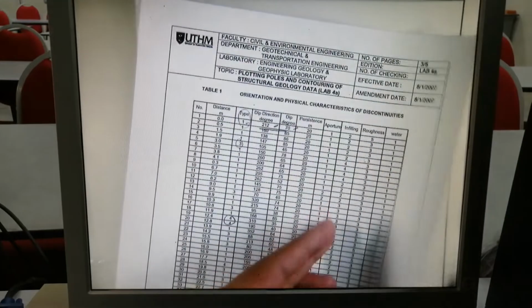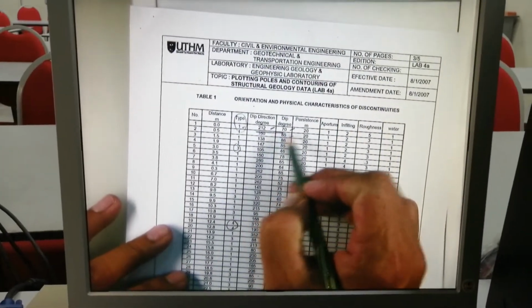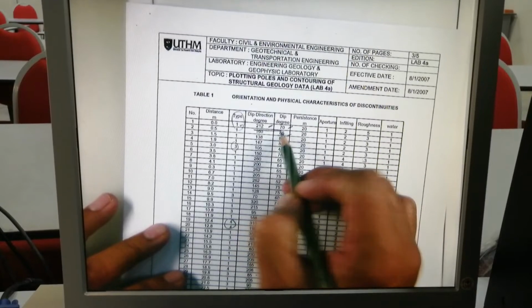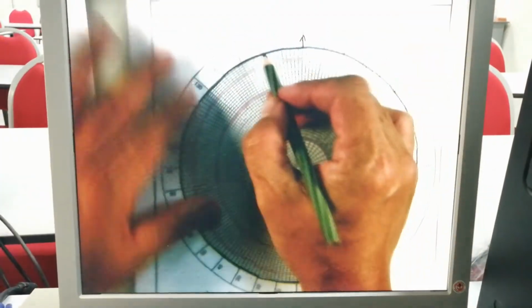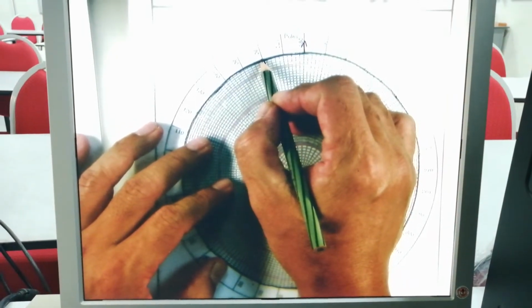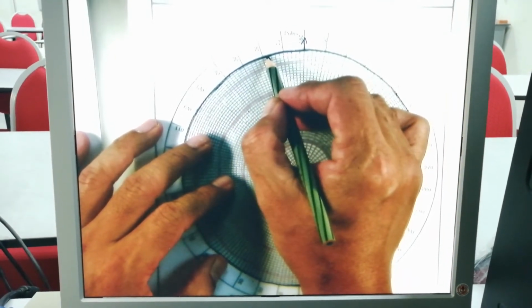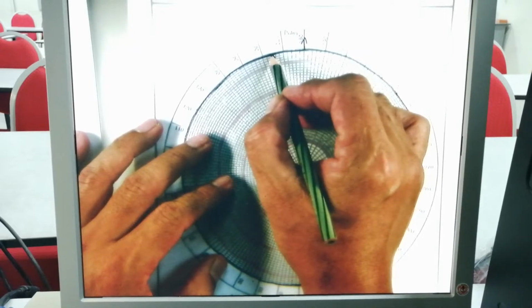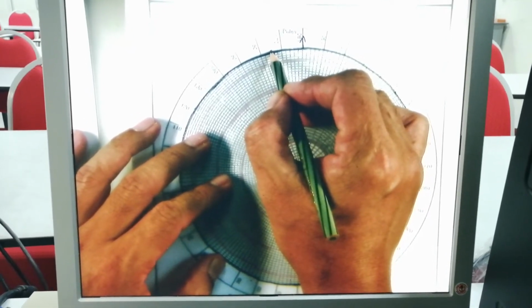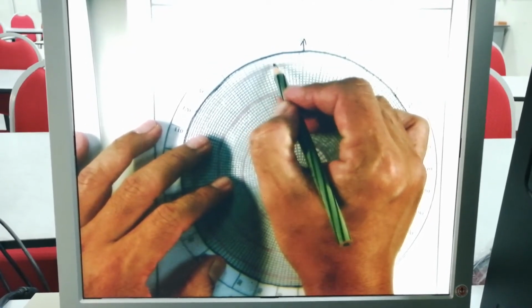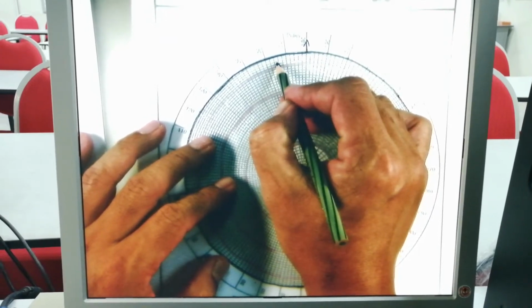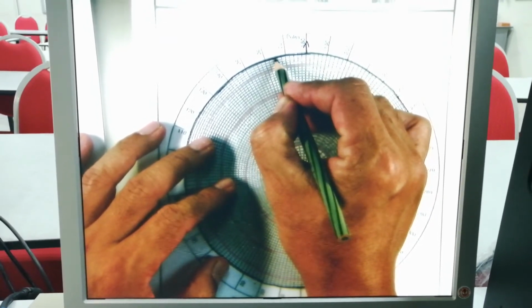For the second data, it is 160 and 85. 160 is here, and 85 is here. 80, 82, 84, 85. This is also a joint.